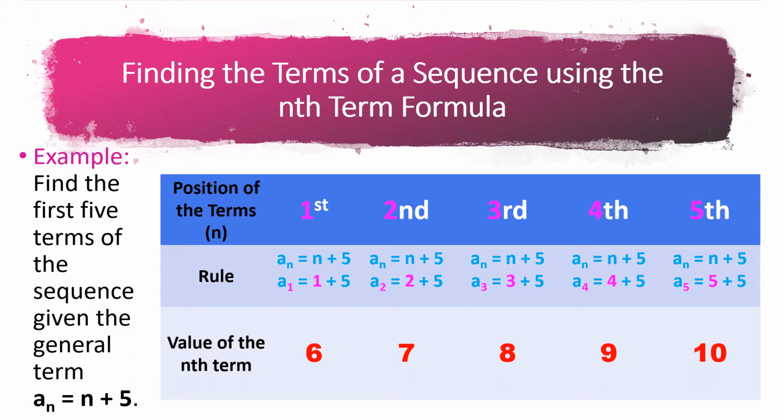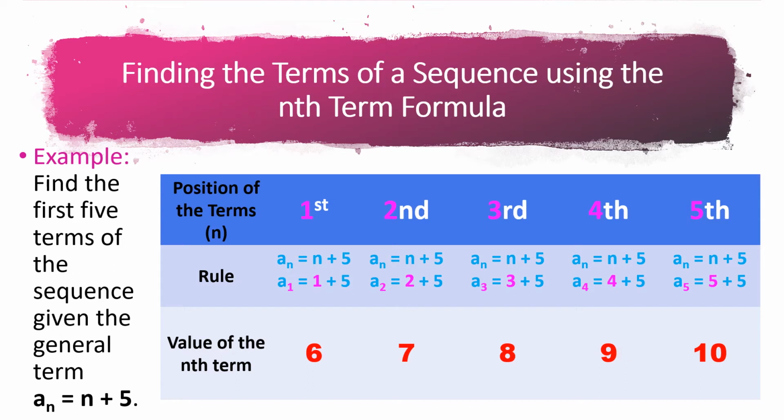How about for the fourth term? Again, use the given nth term formula. So we have a sub n is equal to n plus 5. And then instead of writing n, substitute 4 to find the value of a sub 4. So we will have a sub 4 is equal to 4 plus 5. Or in short, the value of a sub 4 or the fourth term is 9.